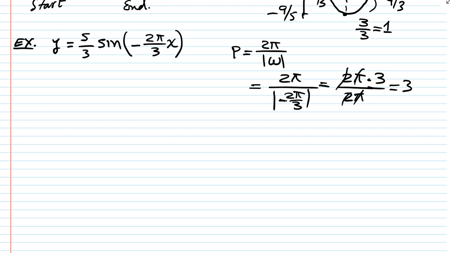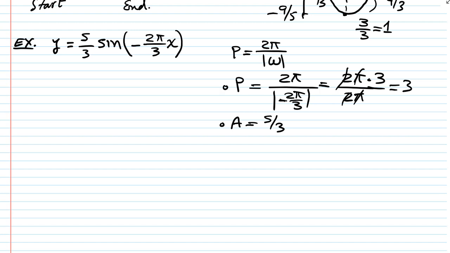The period of this function, the graph of the function, is 3. That means you have one complete cycle in an interval that's 3 units long. Okay. Now, what else? Period and amplitude. Amplitude is going to be 5/3. That's if the question asks for that.